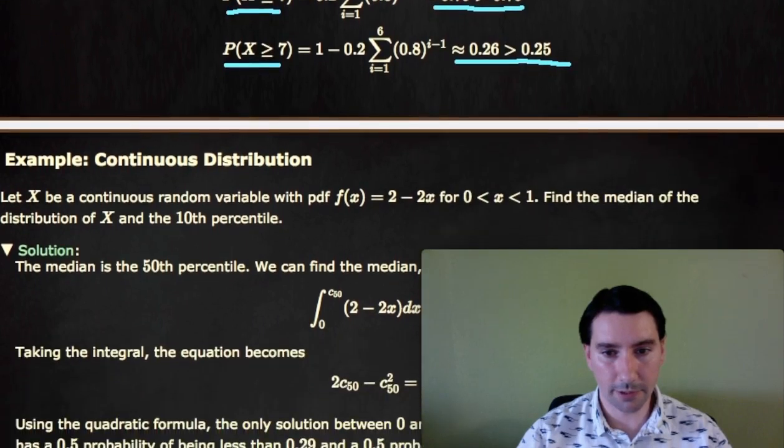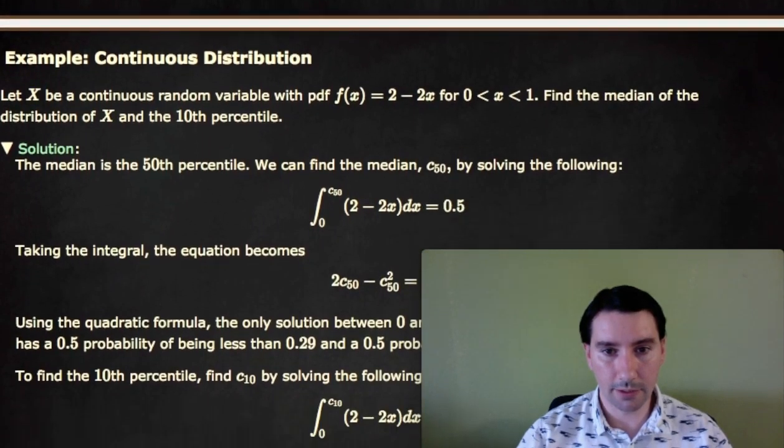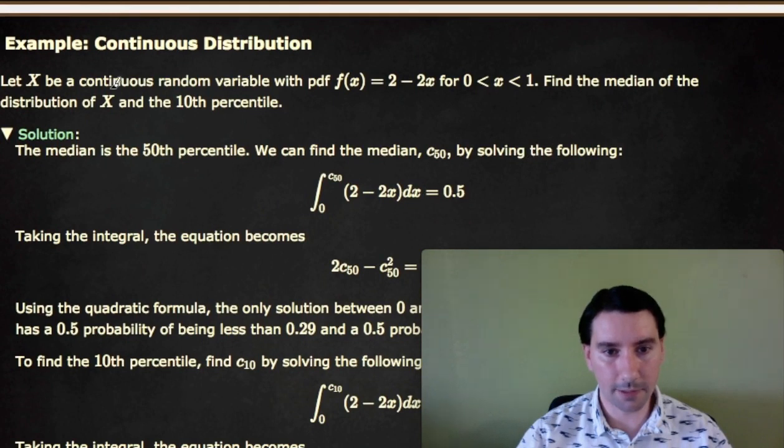Now let's do an example for a continuous distribution. Let x be a continuous random variable with PDF f of x equals 2 minus 2x for 0 less than x less than 1. We want to find the median and the 10th percentile.